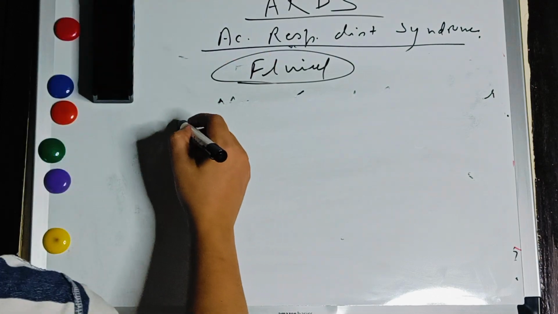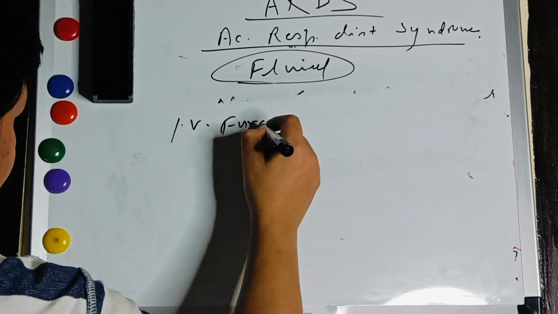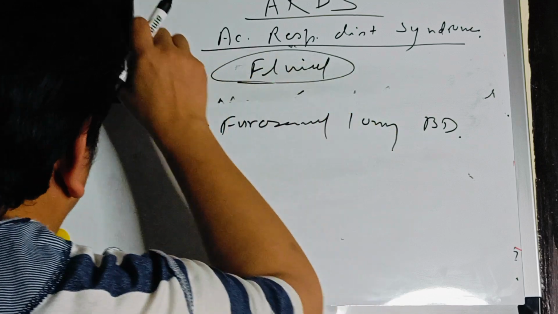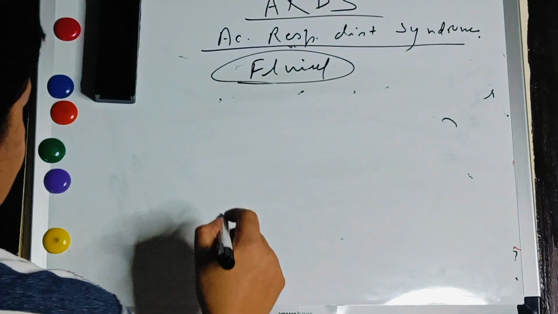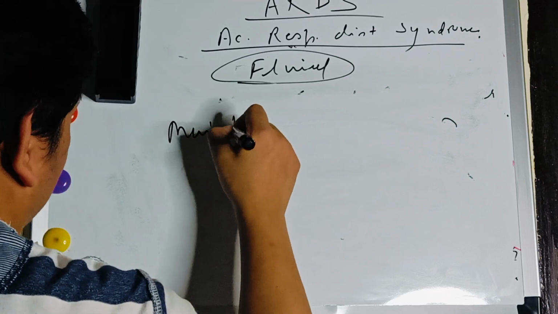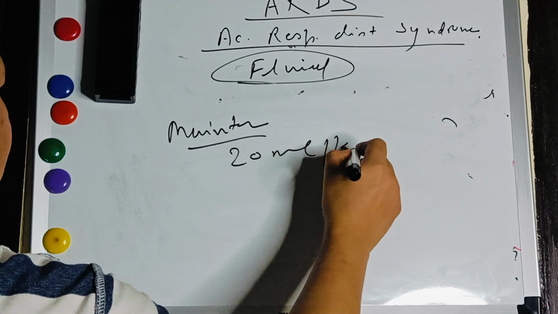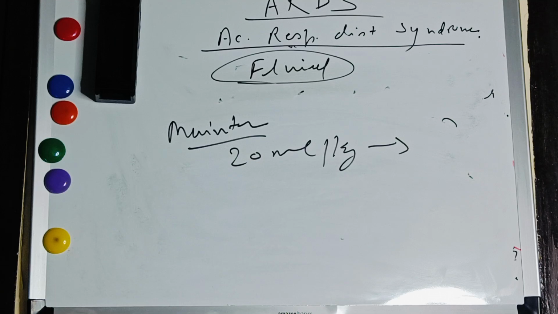So we usually start a diuretic, in that case furosemide 10 mg BD or 20 mg BD, and usually the maintenance fluid is continued. Maintenance fluid is very little, around 20 ml per kg body weight, but we have to evaluate continuously.